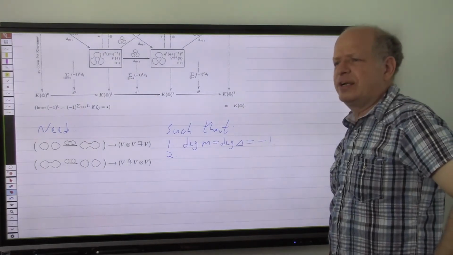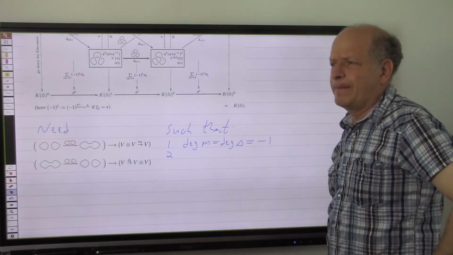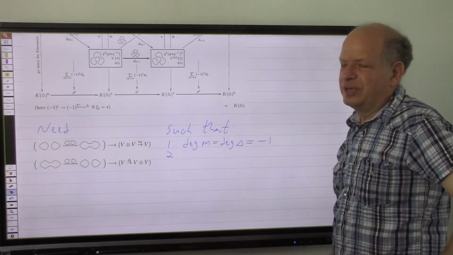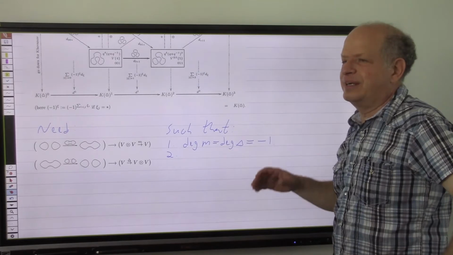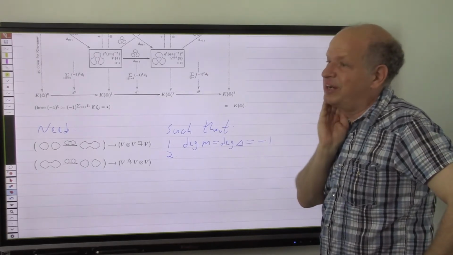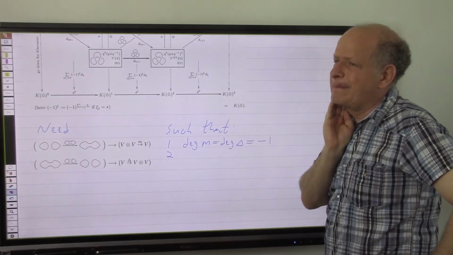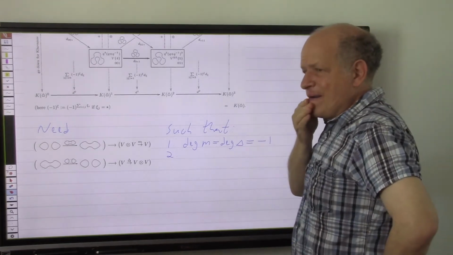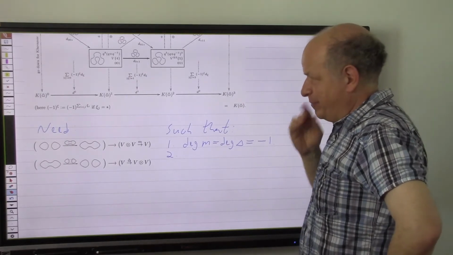Do people know what Hopf algebras are? I know some people do. Can people tell me if they don't know what Hopf algebras are? I do not. Okay. I've seen the definition once and then promptly forgot. Okay.